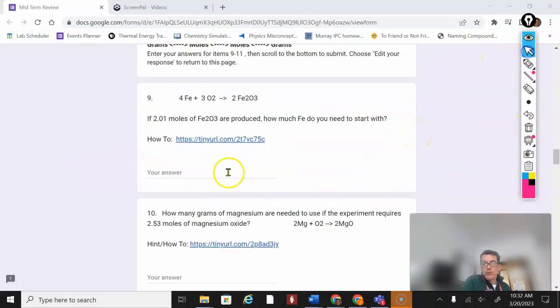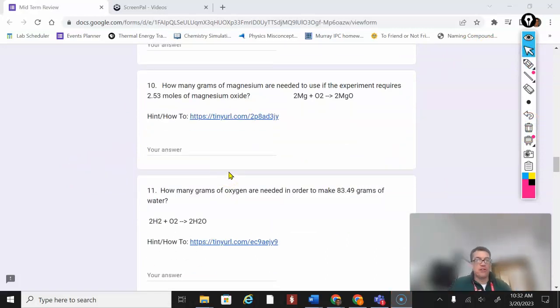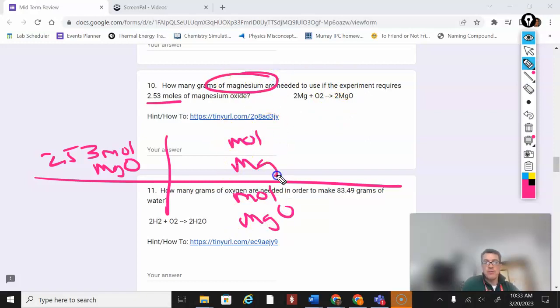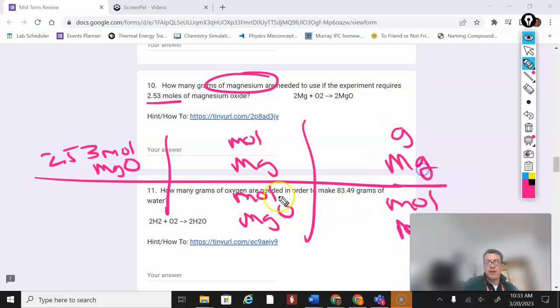And one last one before I pause the video and make a second one. Number 10 saying how many grams of magnesium are used if the experiment requires 2.53 moles. Again, same kind of question. If I've got 2.53 moles of magnesium oxide, I need to cancel out the moles of magnesium oxide and change that to moles of magnesium. And then I'm going to need to cancel the moles of magnesium out and change it into grams of magnesium.